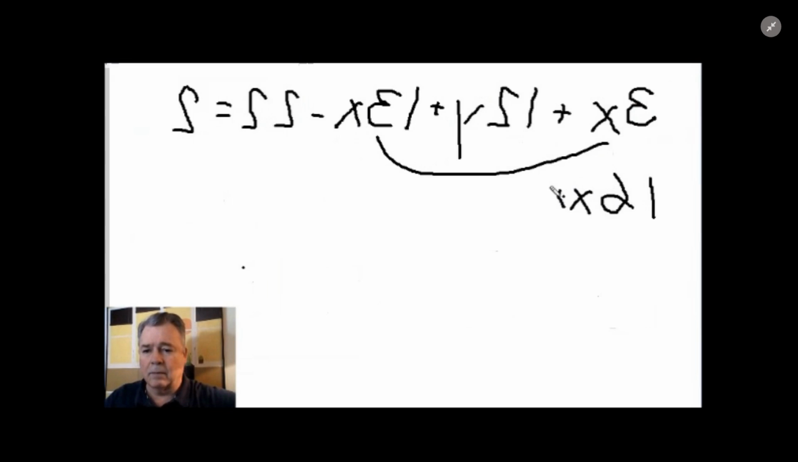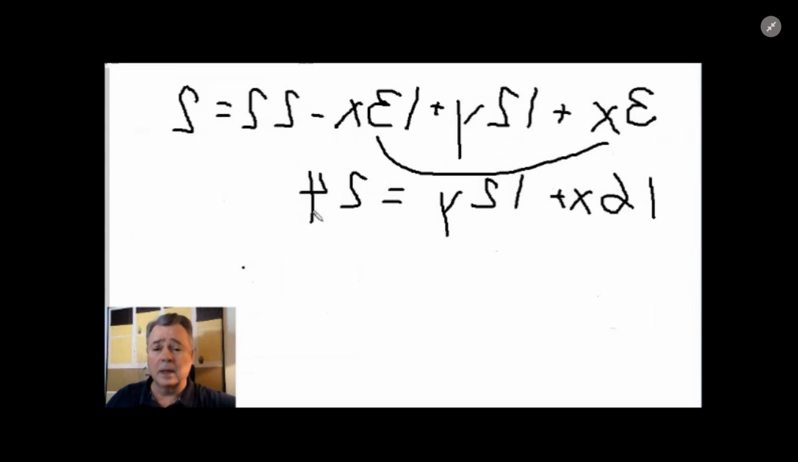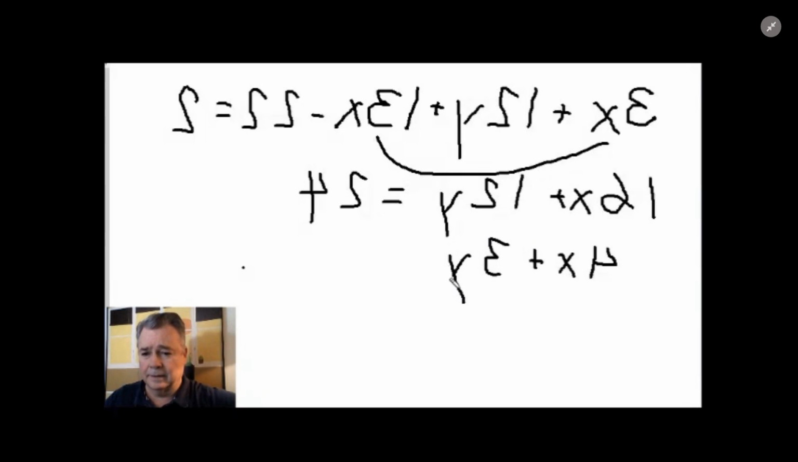16x plus 12y equals 24. But that isn't the standard form, because all the numbers can be divided by 4. So let's divide them by 4, and this will give us the standard form of 4x plus 3y equals 6.